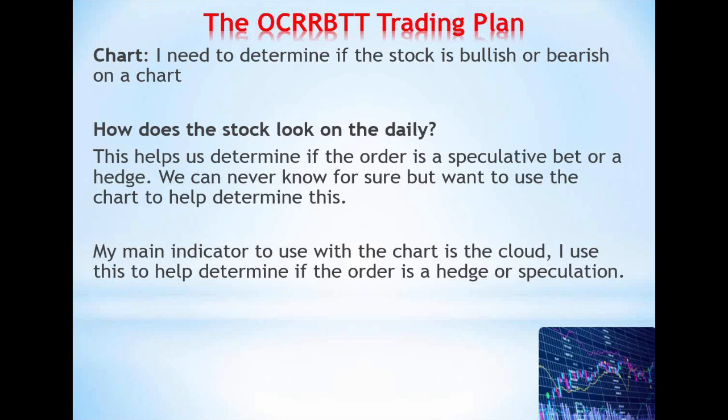Okay, so stocks trade really well on the daily bar, and when we consider the fact that I'm going to be using the Ichimoku Cloud for my analysis, and we're going to look at that on the next slide here, that is when the daily bar really proves to be the best way to go about this. Okay, so I have to ask myself, how does a stock look on the daily bar? This helps me determine whether the order is a speculative bet or a hedge. I can never truly know for sure, but I can use the chart to help determine this.